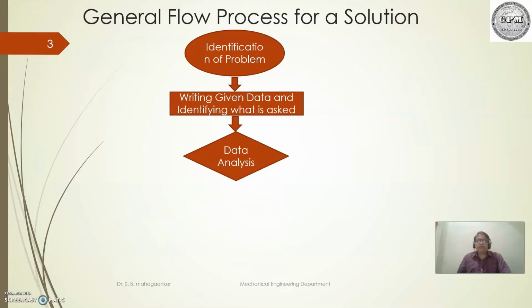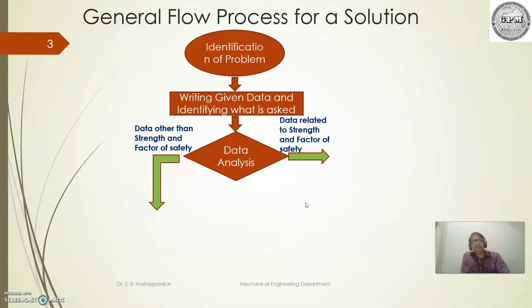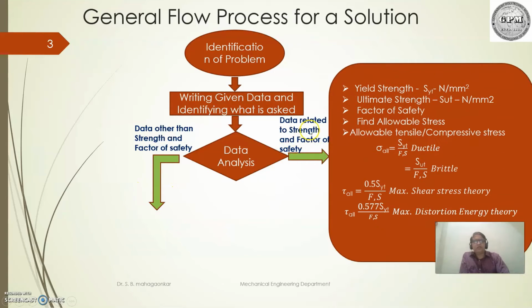Data analysis consists of two things: one is data other than strength and factor of safety, and the other is data related to strength and factor of safety. I made it separate because we place much importance on this. First we go for yield strength. If the specific material, yield strength, ultimate strength, and factor of safety are given, this is the way we find sigma allowable.